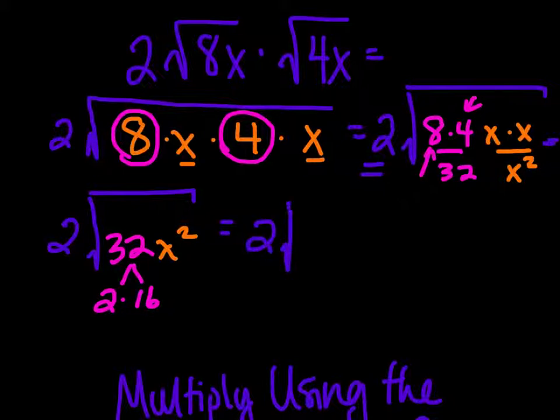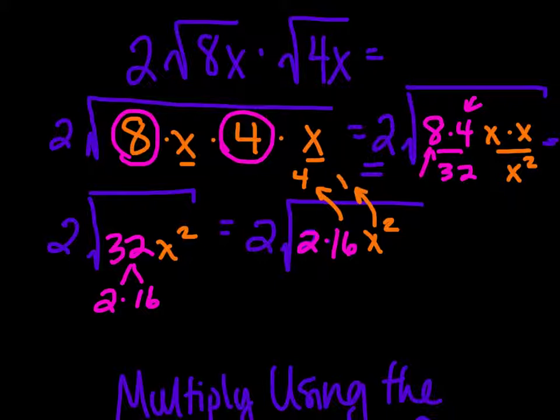So we have 2 times the square root of 2 times 16 times x squared. And now we can do a little bit of math action. The square root of 16 is 4, and the square root of x squared is x. So the only thing that's left behind in this equation inside of the square root symbol is a 2.